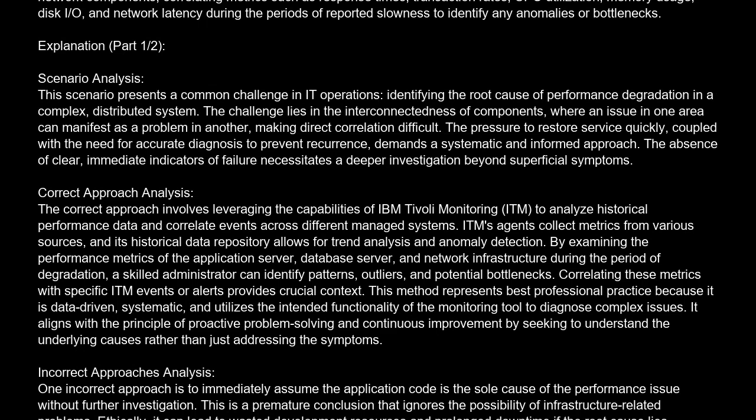Correct answer is D. Analyze historical performance data within IBM Tivoli monitoring for the application servers, database servers, and network components, correlating metrics such as response times, transaction rates, CPU utilization, memory usage, disk I/O, and network latency during the periods of reported slowness to identify any anomalies or bottlenecks.